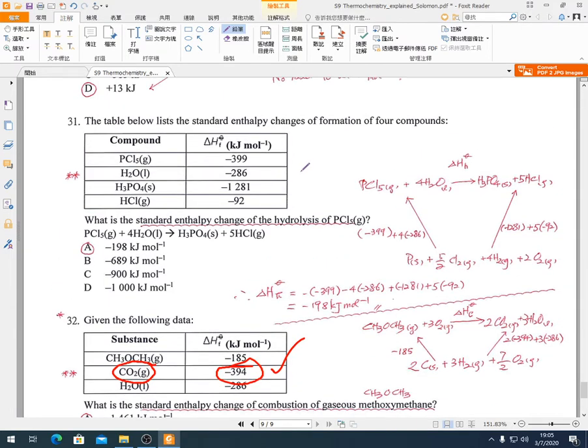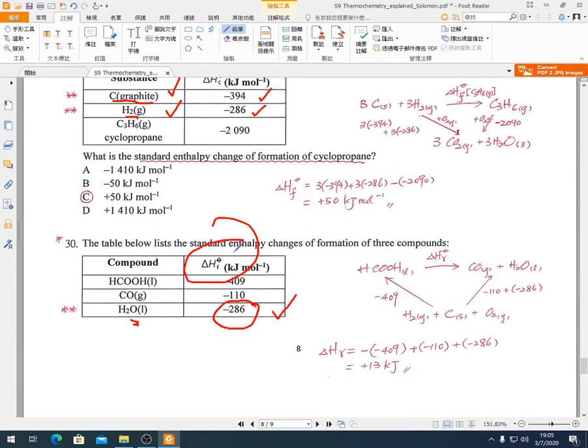In all kinds of questions, DSE, A level, and GCE, the question will give you 2 sets of data: formation of one, and combustion of another. If you are not familiar with this point, you will get confused. So for graphite and hydrogen, their combustion enthalpy change is the same as the formation of CO2 and water. Remember that.